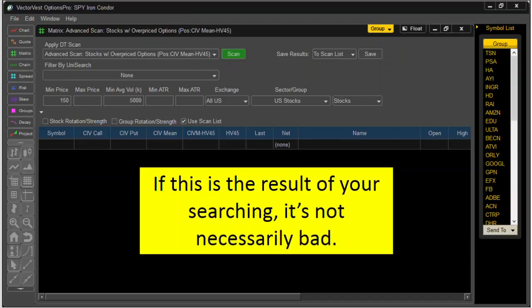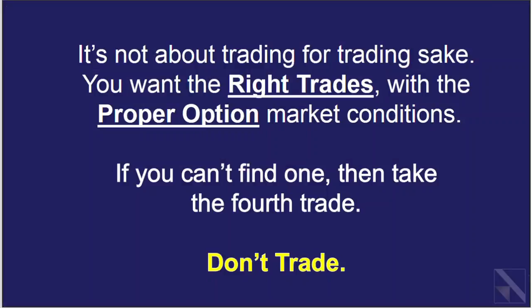You might just want to go back and do, you know, yeah, I was safe and sound. Maybe do vector 1, 2, 5. This is not about trading simply for trading's sake. You want to make the right trades with the proper option market conditions. And if you can't find one, then take the 4th trade. Just don't trade. I am extremely selective of the trades that I have taken.